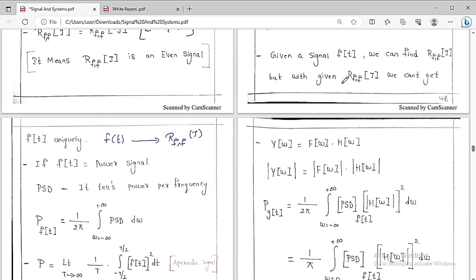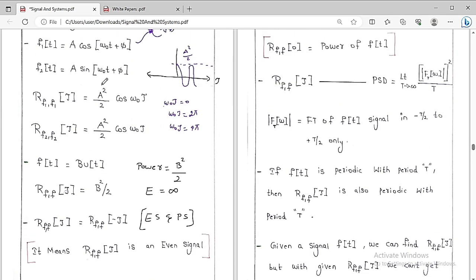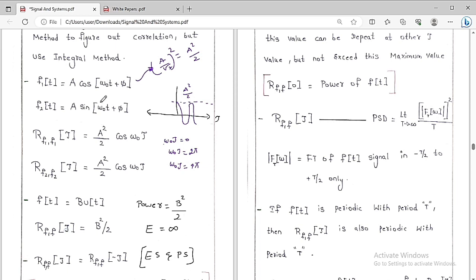As you can see clearly here in the example, these two functions have different natures, but still they have the same autocorrelation. So as the two functions are different, but still the autocorrelation is the same. Suppose they give the function f of t, then you can get the autocorrelation. But if they give the autocorrelation, you cannot get back the signal uniquely, as you can see clearly from this example only.